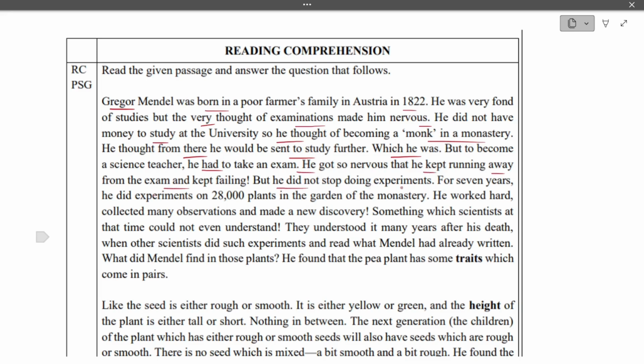But he did not stop doing experiments. For 7 years, he did experiments on 28,000 plants in the garden of monastery. He worked hard, collected many observations, and made a new discovery, something the scientists at that time could not even understand. They understood it many years after his death. When other scientists did such experiments and read what Mendel had already written, what did Mendel find in those plants? He found that the pea plant has some traits which come in pairs.